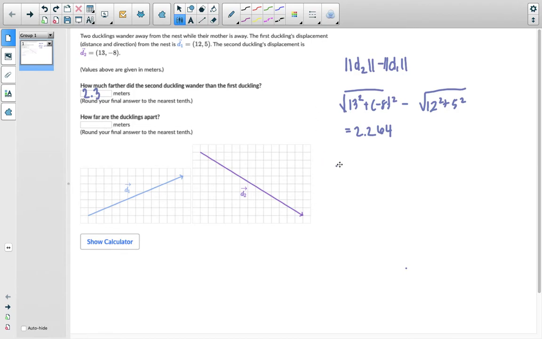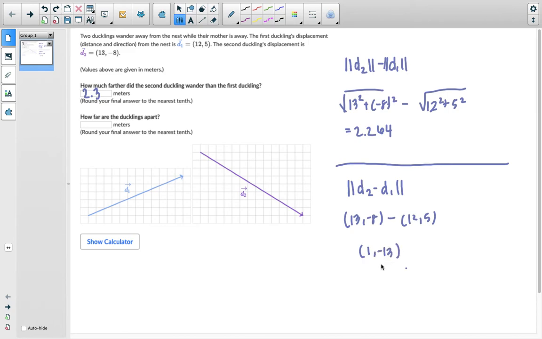In that type of question, you have to combine it because it's putting it together. So what you do is you have to find the distance between the two of them, and that is where you're going to do the magnitude of D2 minus D1. So what you first do is you take this 13 and negative 8 and subtract it here. So you would take minus 12.5. Sorry, my handwriting looks really bad. And that would leave you with 1 and negative 13.